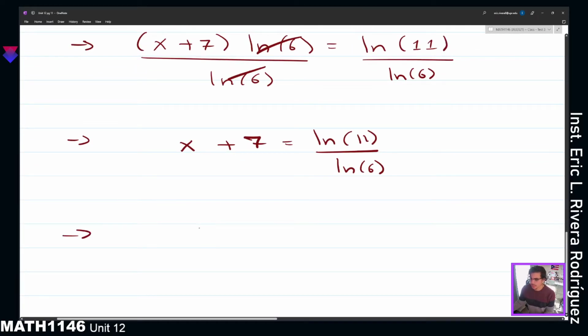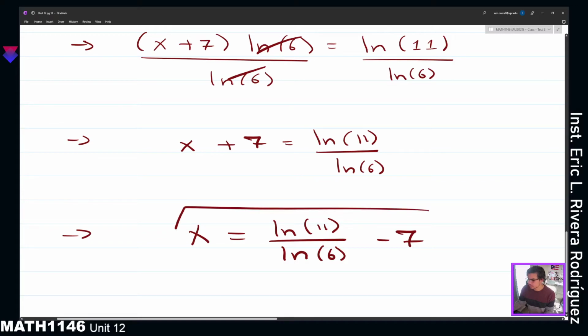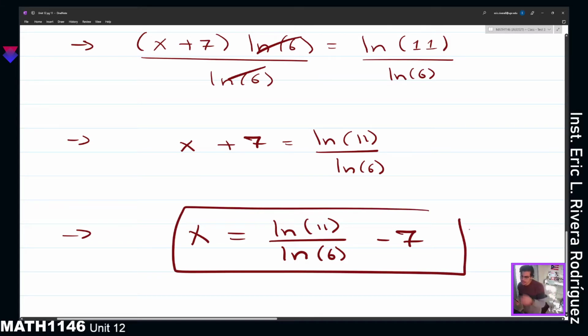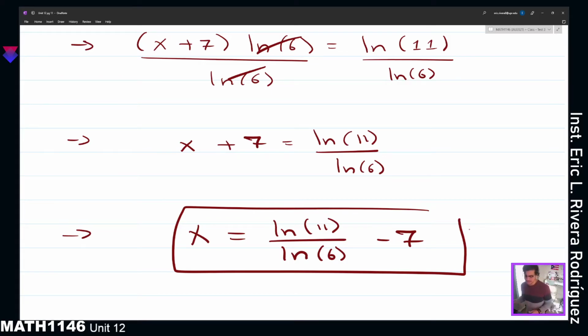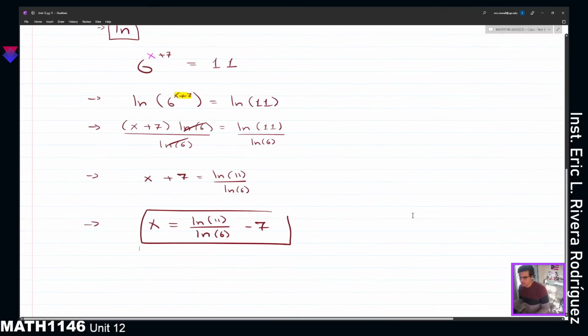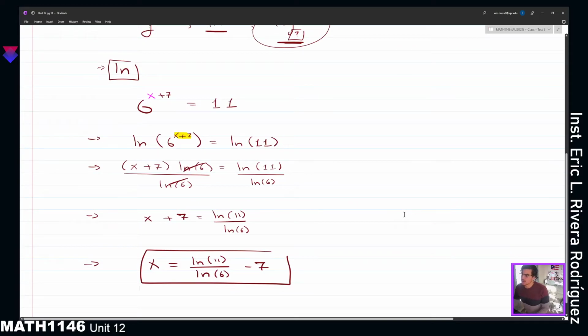And then for x, subtract both sides by 7, and you got the following. Okay, that's using ln, natural log. It will be exactly the same to just use log base 10. I'm going to solve now using a different base.